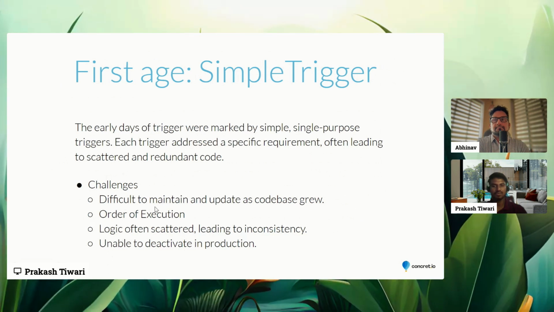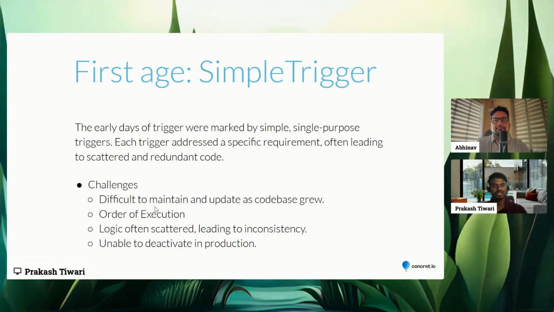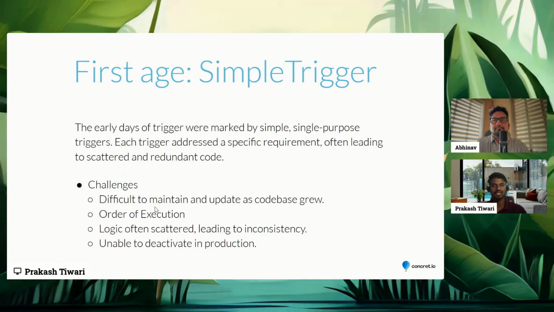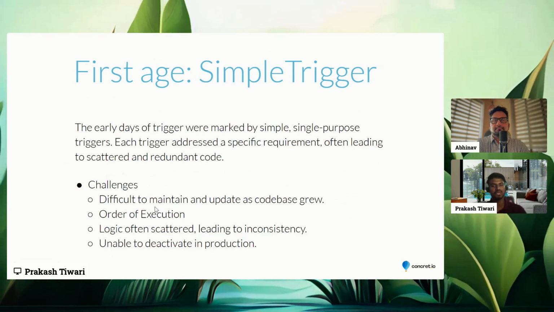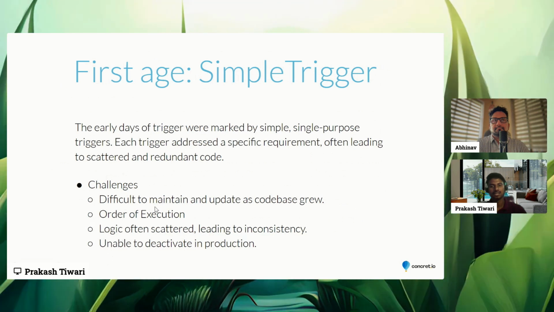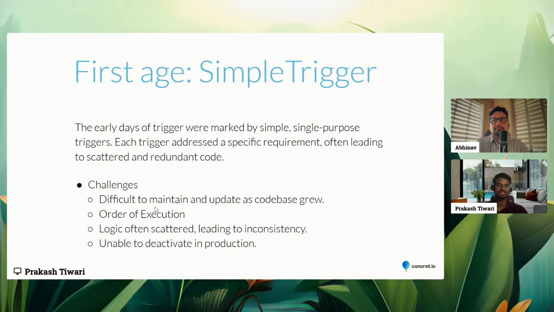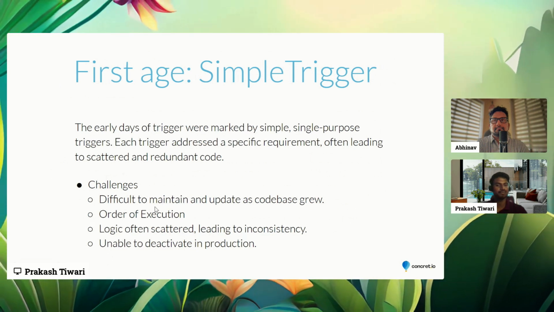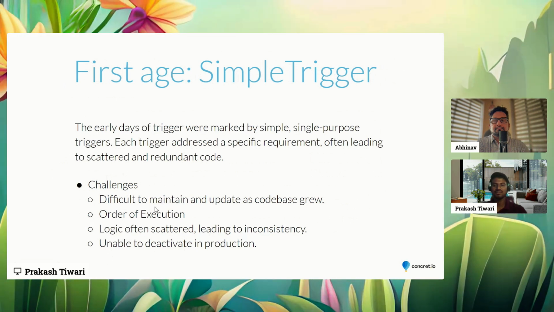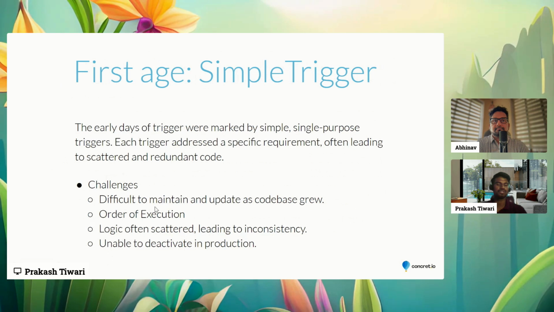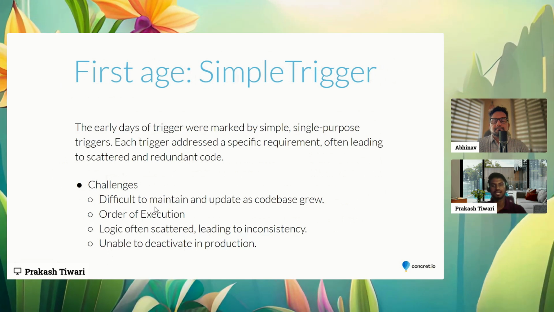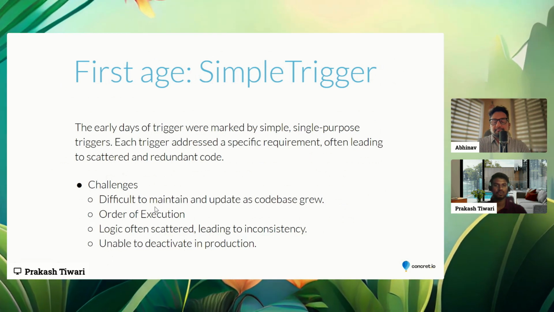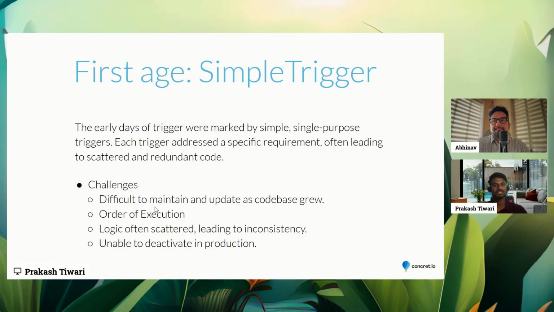The second problem is that logic is often scattered, leading to inconsistency. As I already explained, we may have the same logic in multiple triggers. Also, if we have written logic in an Apex trigger, we cannot deactivate it in production. So this is also one of the biggest challenges of this kind of trigger approach, where we are simply writing logic in the trigger.